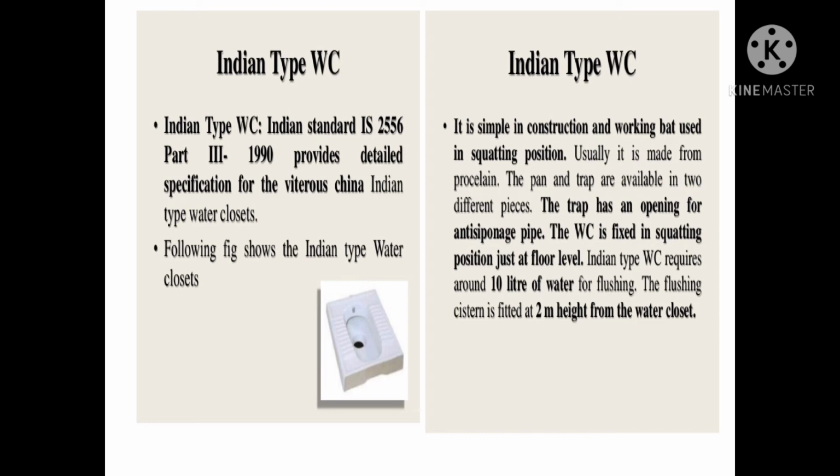The pan and trap are available in two different pieces. The trap has an opening for an anti-siphonage pipe. The water closet is fixed in squatting position just at floor level. Indian type water closet requires around 10 liters of water for flushing. The flushing system is fitted at a 2-meter height from the water closet.